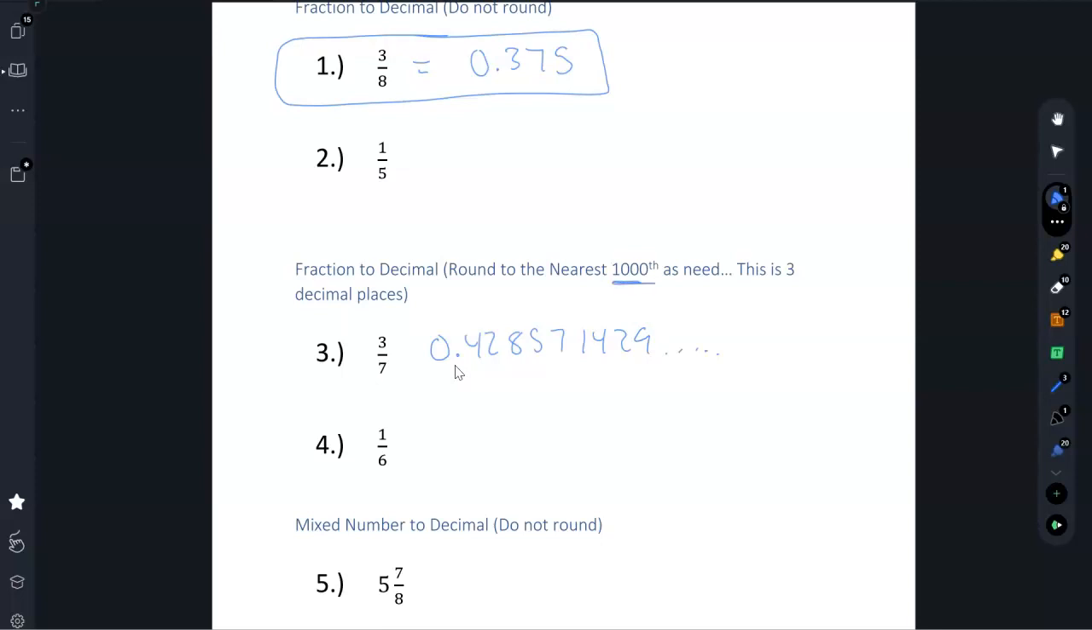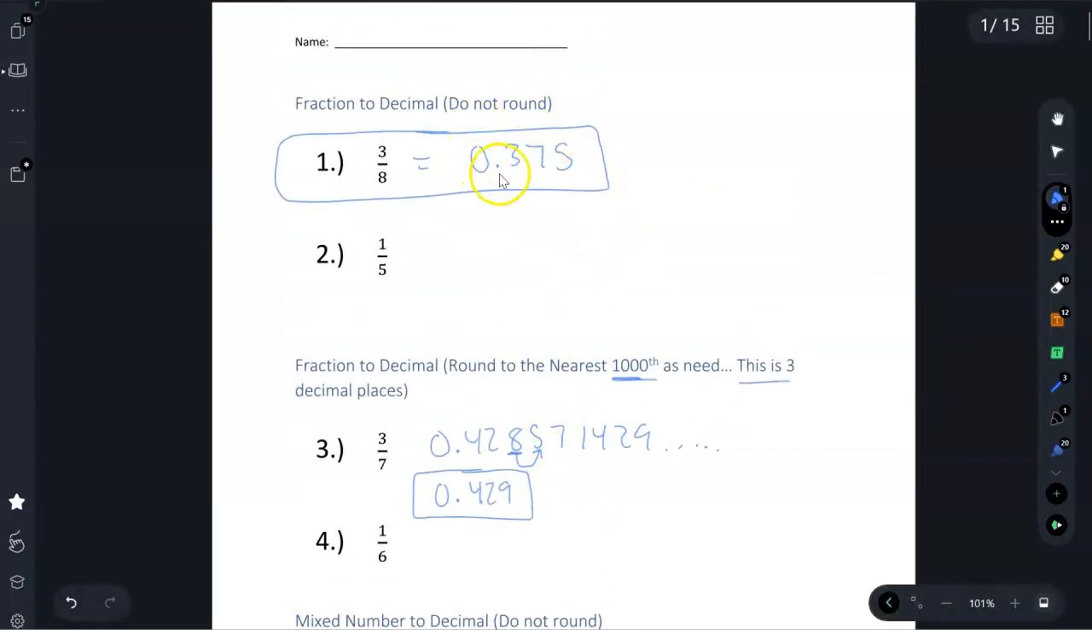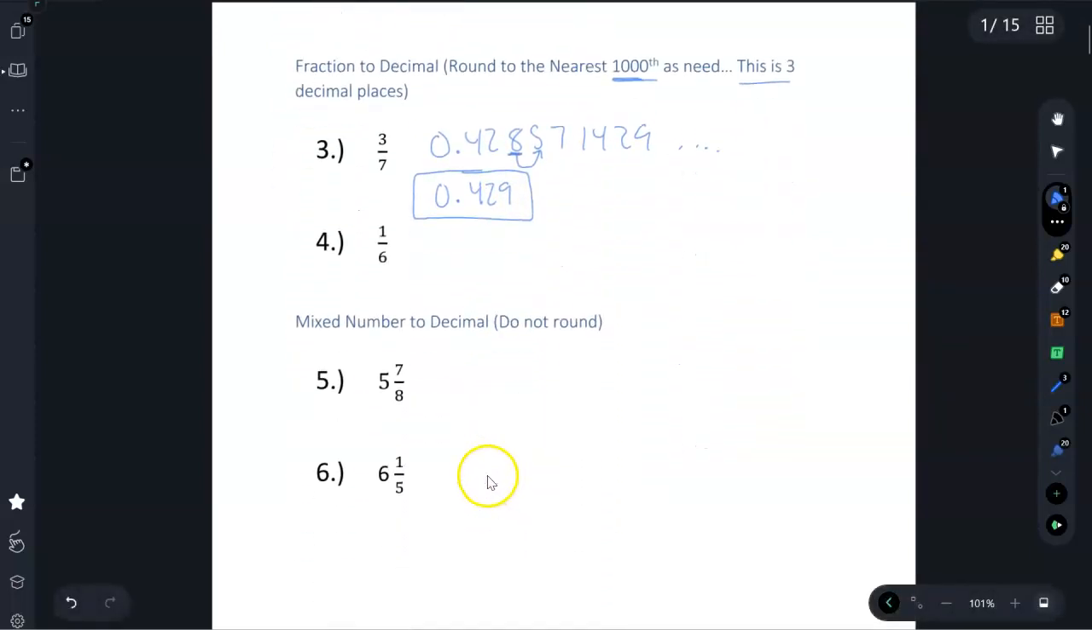But if I say round to the nearest hundredth, that is 3 decimal places. So I go to the third decimal place, look to the right, and that 5 tells me to round the 8 up. So this would be 0.429, and that would be my solution when I'm actually having to round. So there's a difference between an exact answer and a rounded answer.